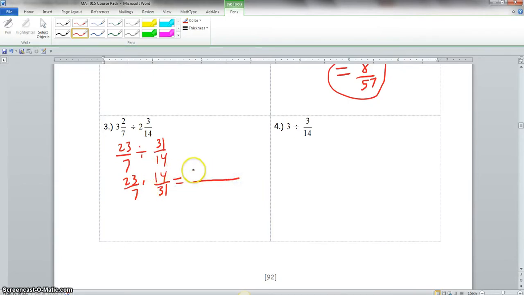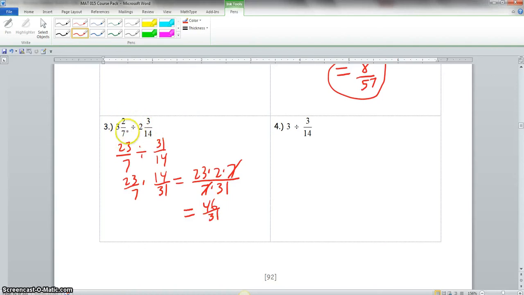Now the prime factorization, 23 is already prime. 14 becomes 2 times 7. Our denominator, this would be 7 times 31. We have one set of 7's that simplify out. 23 times 2 is 46, all over 31. Now we have an improper fraction here.